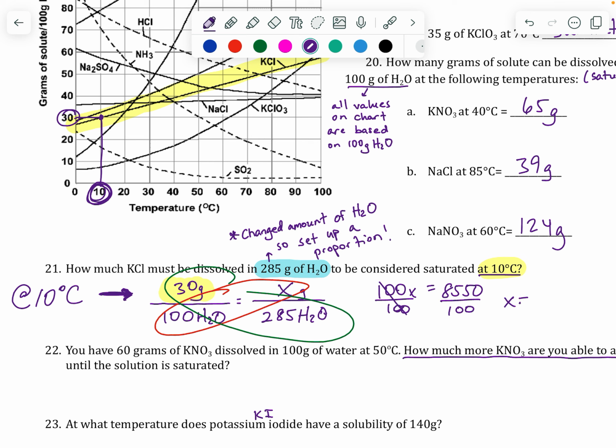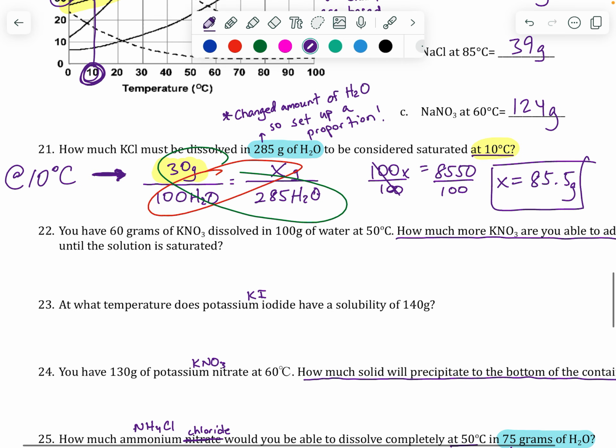So I can actually dissolve 85.5 grams of KCl at 10 degrees, mind you. But I can dissolve that much if I had more water, specifically 285 grams of water. All right, next one up.